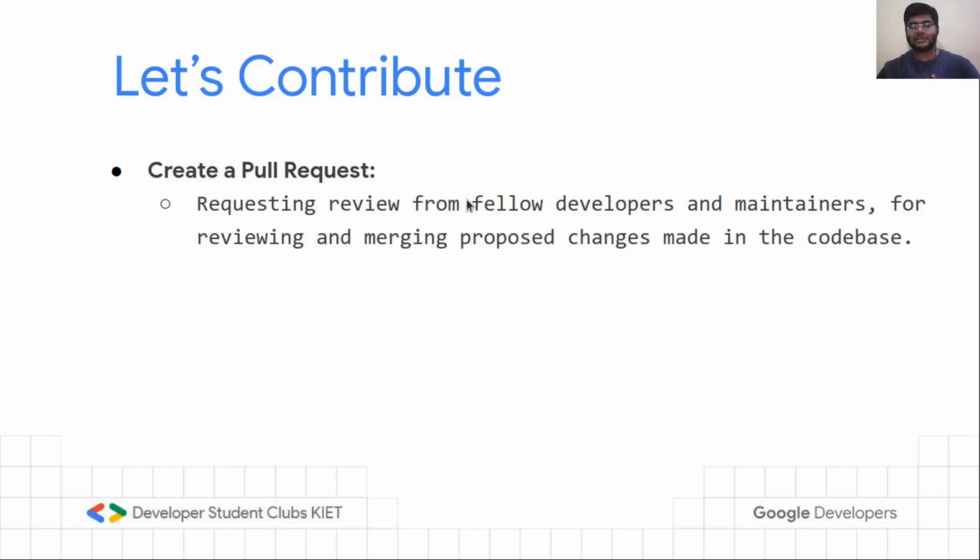So first let's understand what is a pull request. So pull request is something like you are saying, hello, I have made my changes. Please review it, and if it is good to go, please merge it in your master branch. Alright, so it is a request of review from your fellow developers and maintainers. So you want to request a review and want to merge your changes to the main code base.